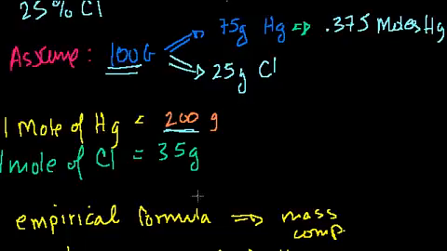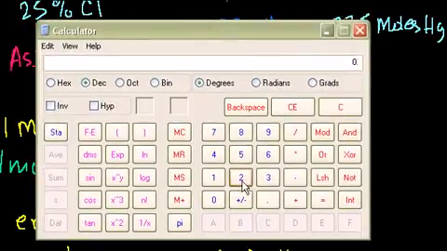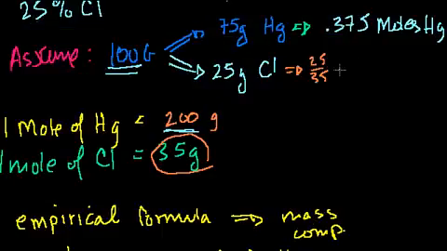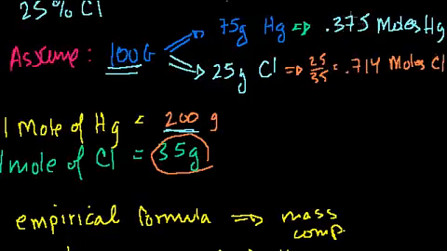Fair enough. Now let's do the chlorine. I have 25 grams of chlorine. 1 mole of chlorine is 35 grams. So I have 25 over 35 moles. So what's that? 25 divided by 35 is equal to 0.714. So it's equal to 0.714 moles of chlorine.